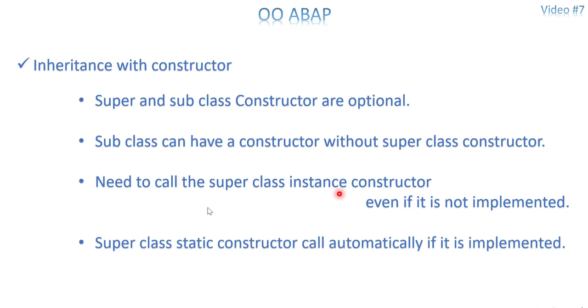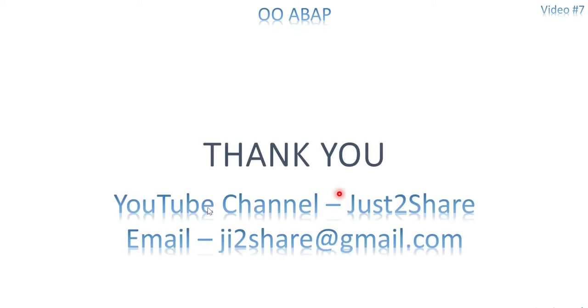And the superclass static constructor is called automatically if it is implemented. Because both constructors are optional in the superclass, if it is implemented, automatically the preference goes to the superclass static constructor first. Before accessing any class attribute, the static constructor should be called. In the inheritance concept, even if you are creating an object for maybe the fifth subclass, it will first trigger your superclass static constructor, and then the remaining subclasses. So this is how we use constructors in the inheritance concept. Anything else? No. Okay, let me take you into the system.